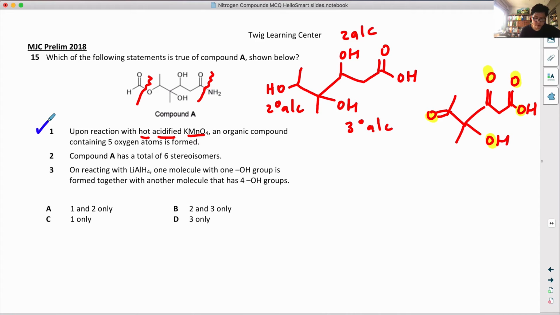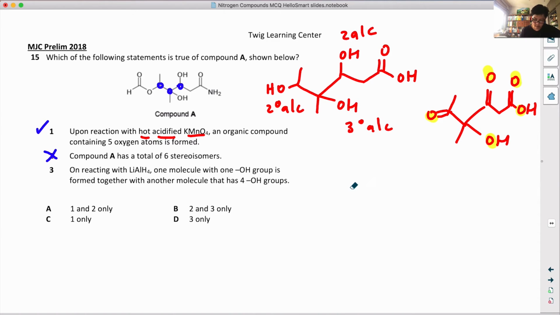Compound A has a total of 6 stereoisomers. So let's look at compound A and whether it has 6 stereoisomers. How many chiral centers are there? I'm just going to circle 1 chiral center, 2 chiral centers, 3 chiral centers. So it's actually 2 to the power of 3, which means it's 8. So this is definitely wrong. Again, you have 3 chiral centers here.